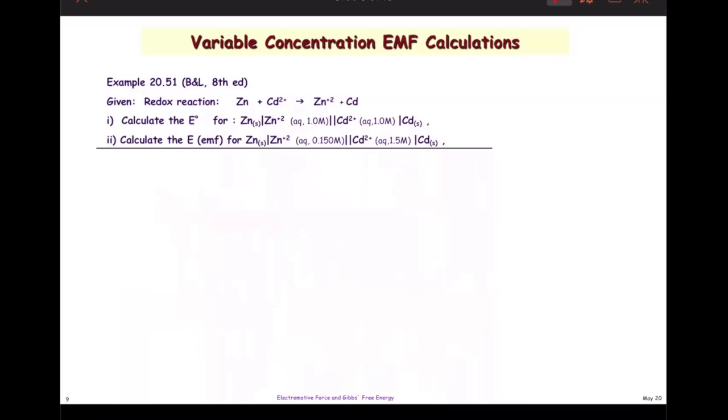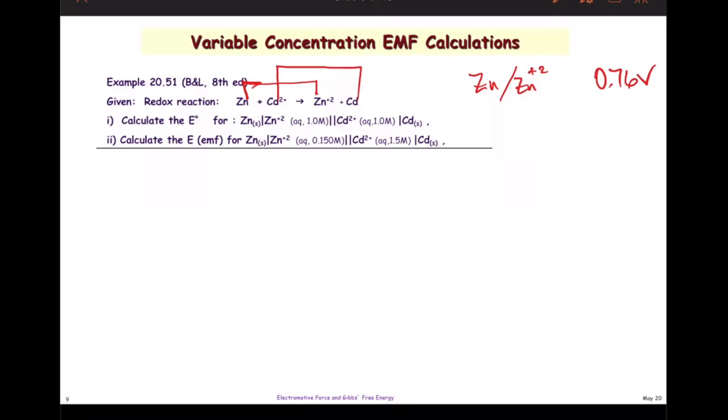You have zinc undergoing oxidation. That's what you see right here. And then cadmium undergoing reduction. Calculate E for this. So what you would need to do, I know that my oxidation for zinc, because we've done this a lot of times, is 0.76 volts. I just know that from the top of my head.